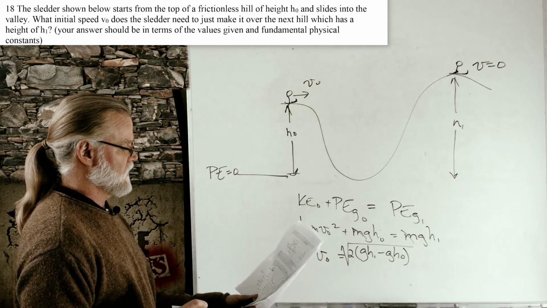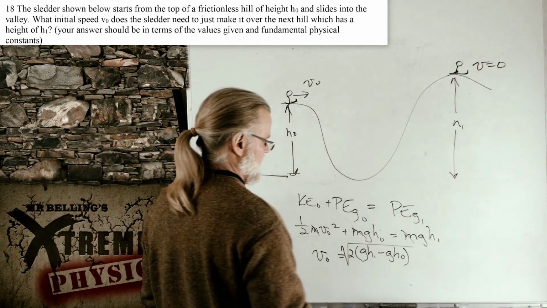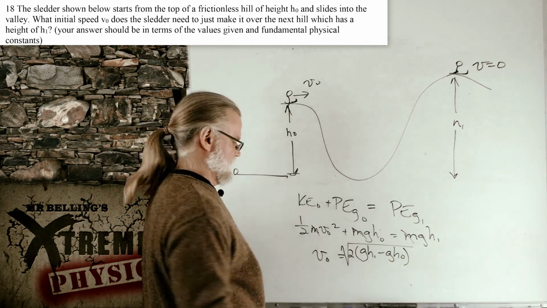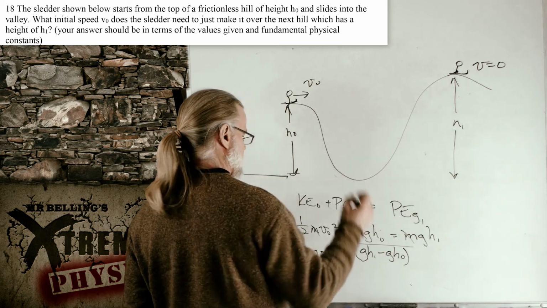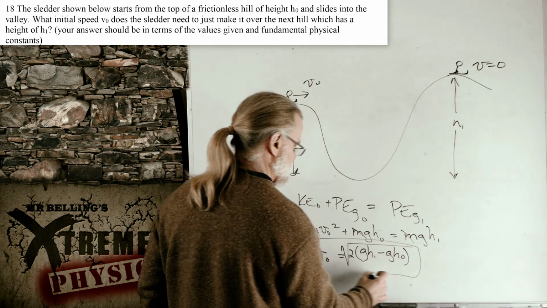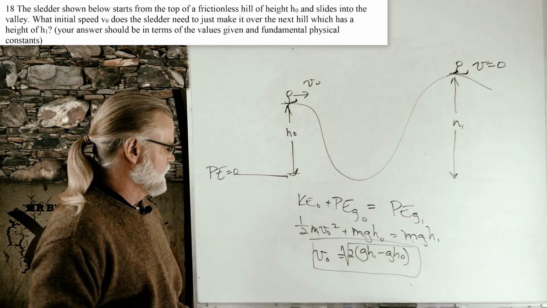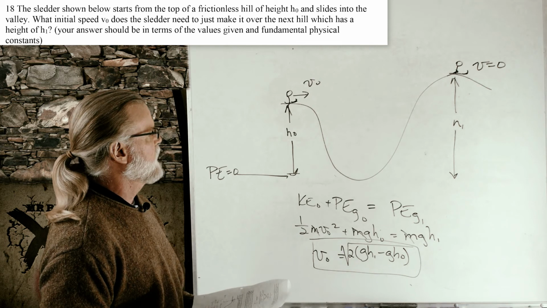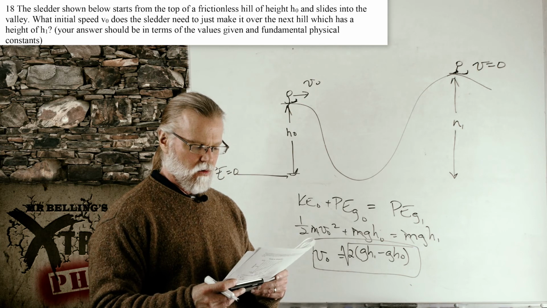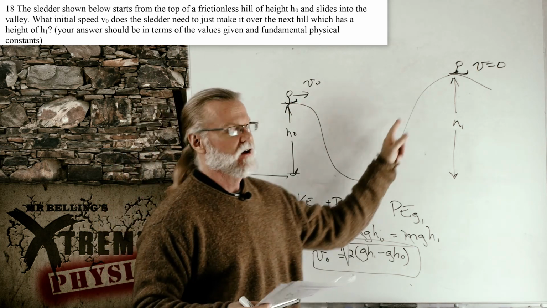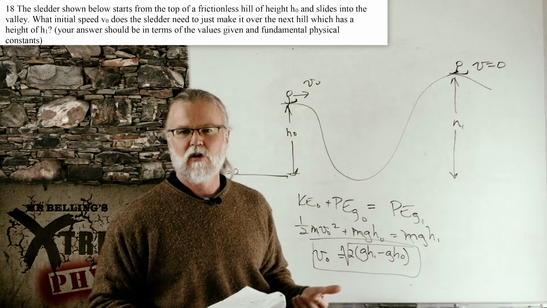Your answer should be in terms of the values given and fundamental physical constants. G is a fundamental physical constant. 2 is a number. H1 and H0 are numbers given. That looks like our answer. If you put a value for V1 in there, you lost a point, because you needed to use your judgment when it said, how fast does this need to be going just to make it over the hill? If you included V1, then you've ignored the just part.